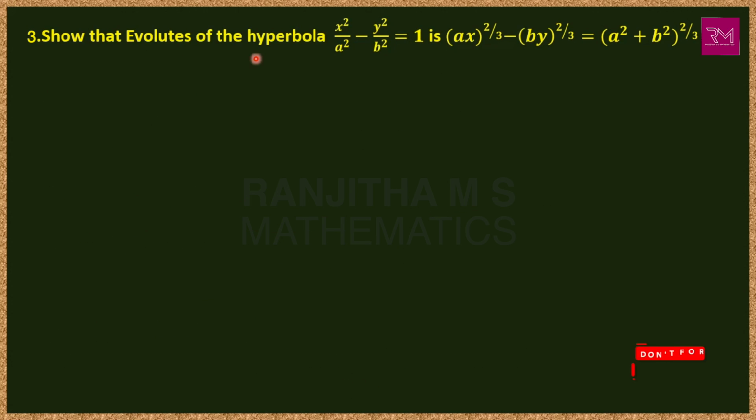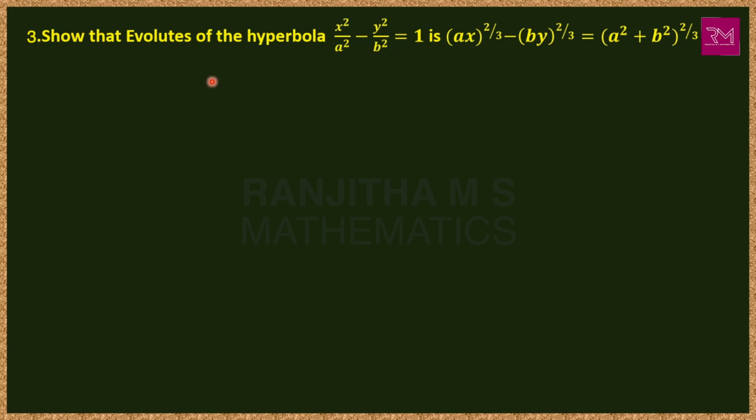Show that the evolute of the hyperbola x²/a² − y²/b² = 1 is (ax)^(2/3) − (by)^(2/3) = (a² + b²)^(2/3). Here in the given problem, we have to show that the evolute of the hyperbola is (ax)^(2/3) − (by)^(2/3) = (a² + b²)^(2/3).